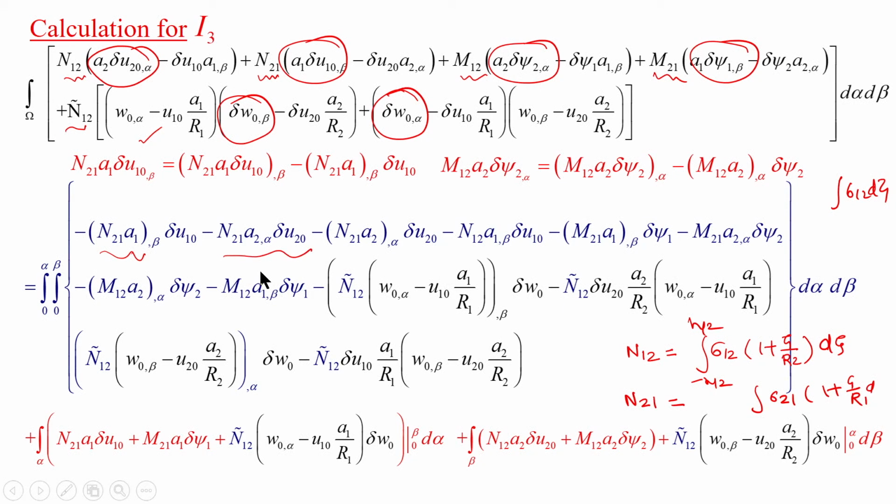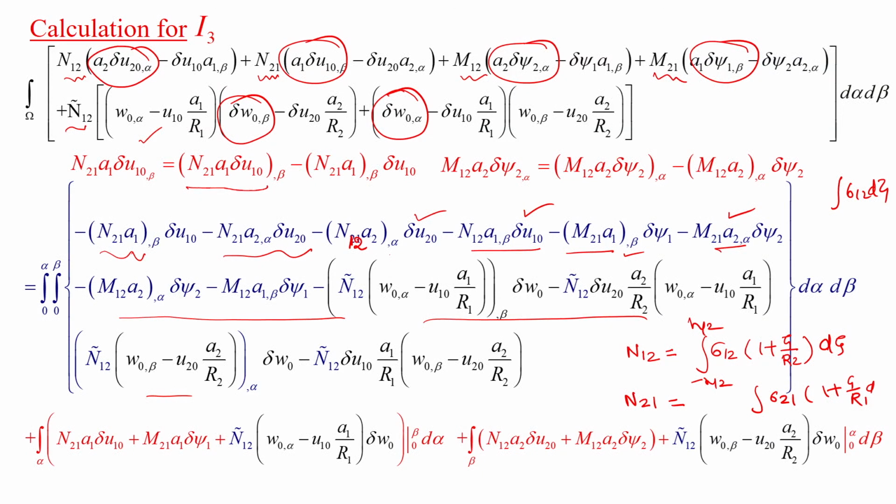So, from here N21 A1 derivative with respect to beta and del u1 0, then N21 del u2 0, then N12, this should be 12, wrongly written, N12 A2 comma alpha derivative u2 0, N12 A1 comma beta del u1 0, then M21 A1 comma beta, M21 from here comma alpha. In this way we will get all the terms which will be in the area, and the rest of the terms, like whole derivative with respect to beta and whole derivative with respect to alpha, go to the boundary.